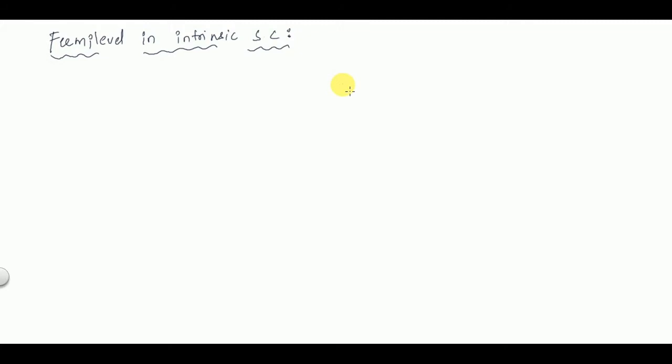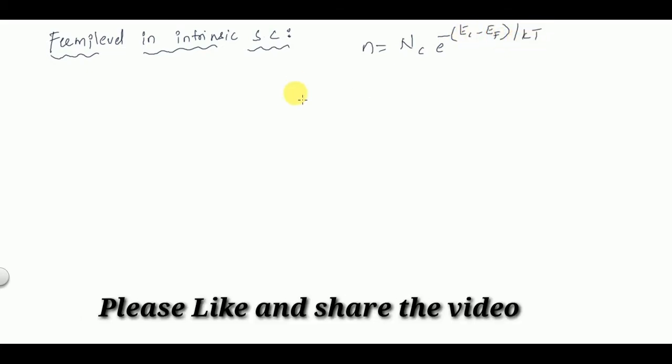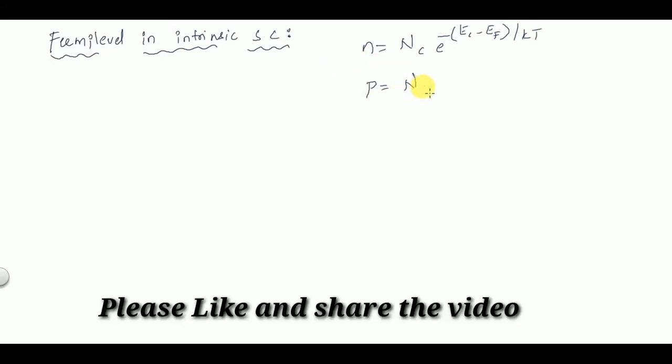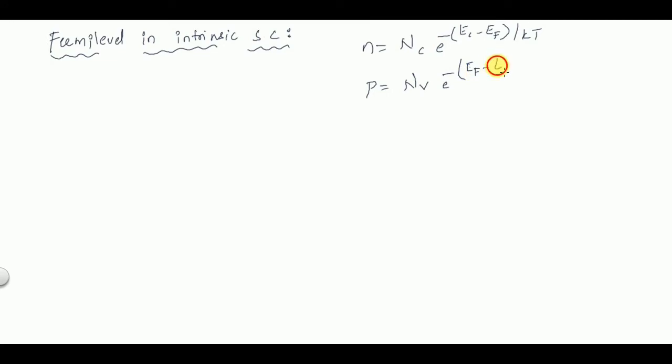So we have seen in the previous videos the concentration of electrons in conduction band is given by n is equal to Nc into e power (Ec minus Ef) by kT. Similarly, the concentration of holes in valence band is given by p is equal to Nv into e power (Ef minus Ev) by kT. Okay, so these are the formulas for concentration of electrons and holes in conduction band and valence band respectively, in a given semiconductor.